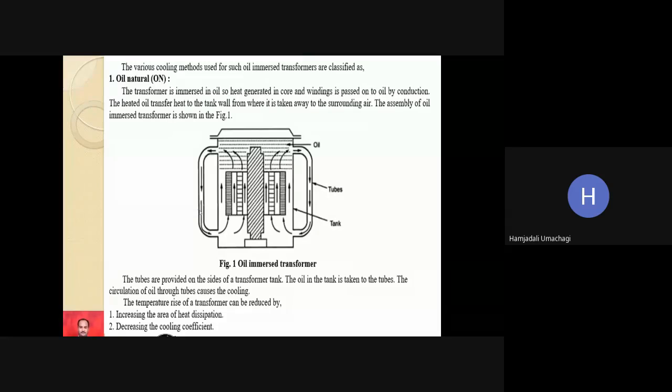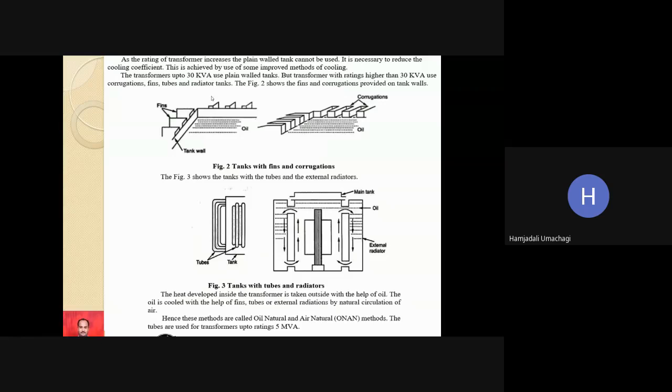But if the rating of the transformer is beyond 30 kVA, the same plain oil tanks will not serve better for cooling the transformer, because there the heat will be more. As the rating is more, the heat will be more. That heat will not be dissipated very effectively by a normal plain oil tank. For that sake, we have to make certain alterations, by making use of corrugations, fins, tubes, and radiator tanks.